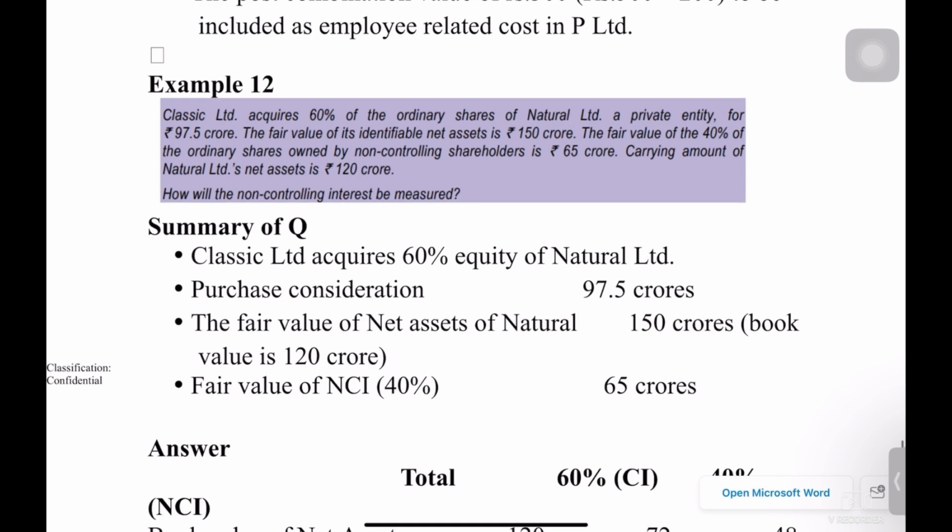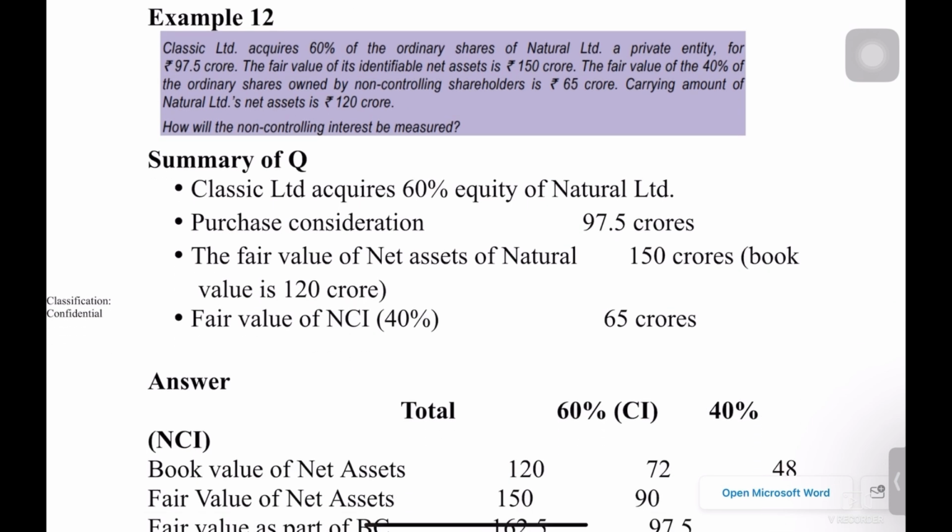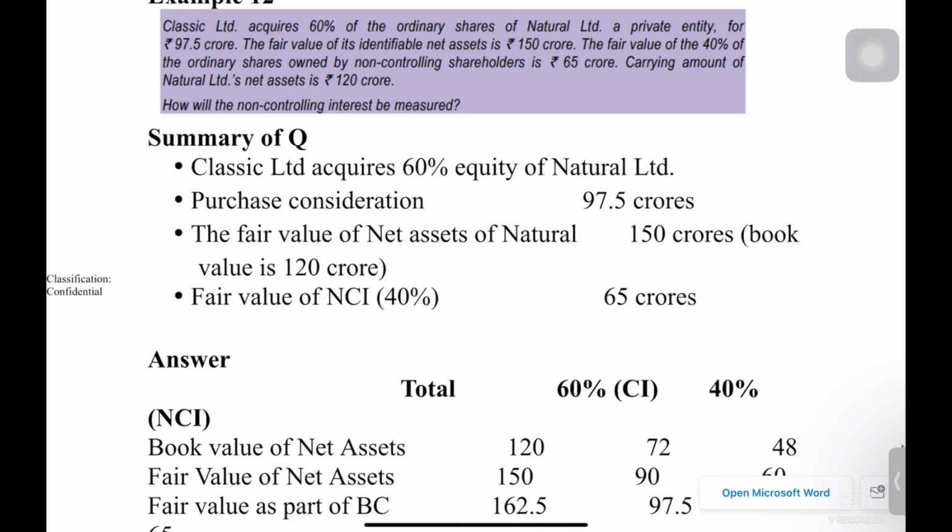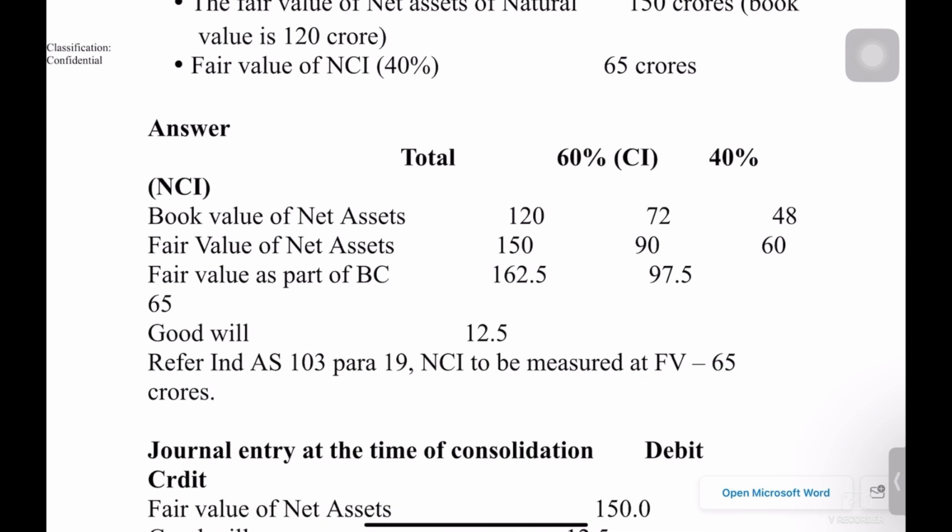Okay, then we'll go through the next example. In this example, Classic Limited acquires 60% equity of Natural Limited, and purchase consideration is fixed at 97.5 crores. The fair value of the net assets of Natural is 150 crores, and book value is given as 120 crores. And the fair value of the non-controllable interest of 40% is given as 65 crores. Right, okay, so let's see the answer.